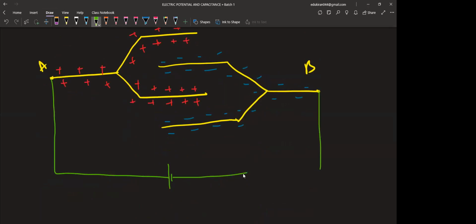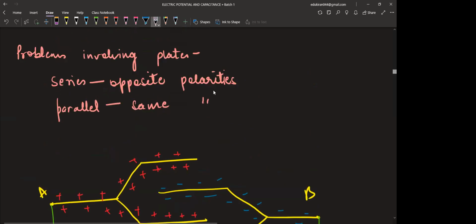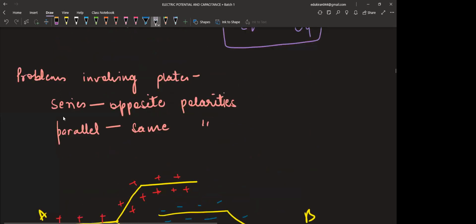The battery is placed, so this is positive and this is negative. If this is positive, this entire plate makes all these sides positive. All the sides are now positive. And this negative makes all these sides negative. Now we have to identify the capacitor plates. Look, opposite polarities will be in series and same polarities will be in parallel.